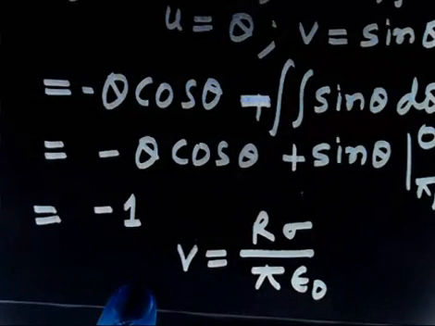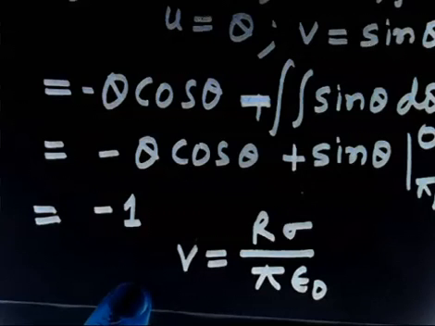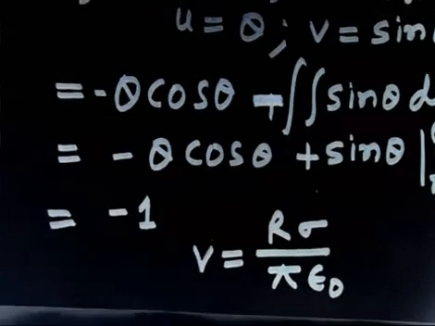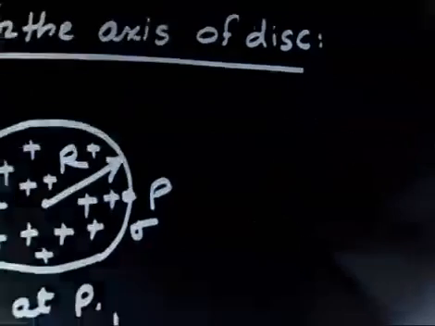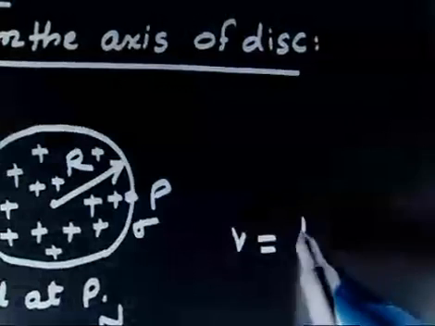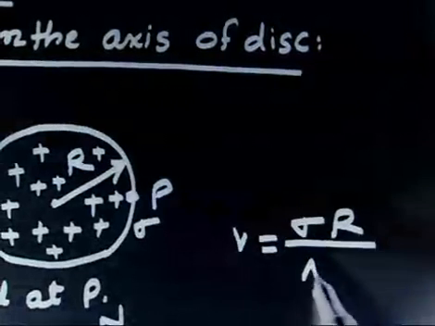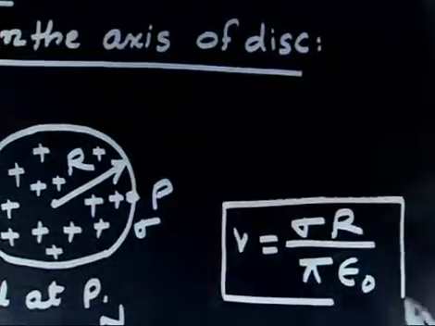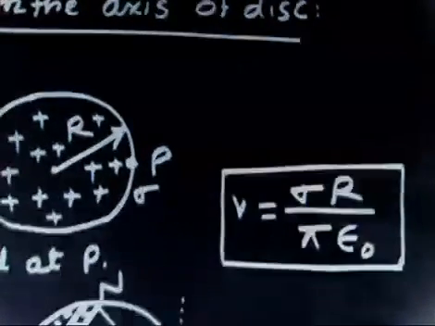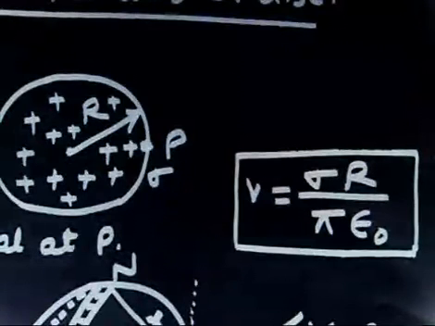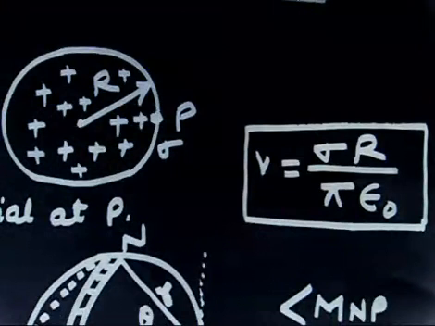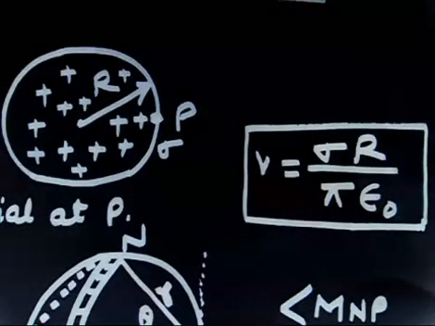So in this case, potential on the surface of the disk, on the circumference of the disk, will be sigma r by pi epsilon naught. So this result you can remember, that the potential on the surface is given by sigma r by pi epsilon naught. So please try to remember these results. The more results you remember, that's fine. If you don't remember, that also is not a worry. But if you try to remember, that will give you extra benefit. If you have more information in your mind, you can always apply it.